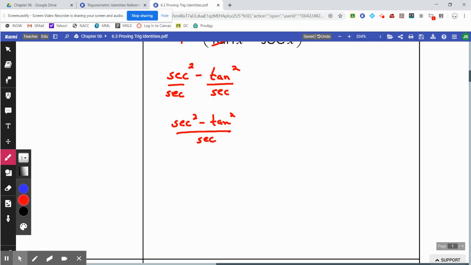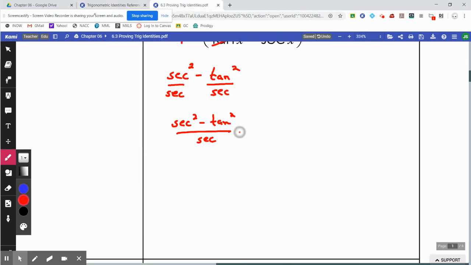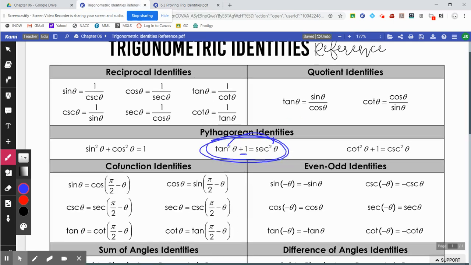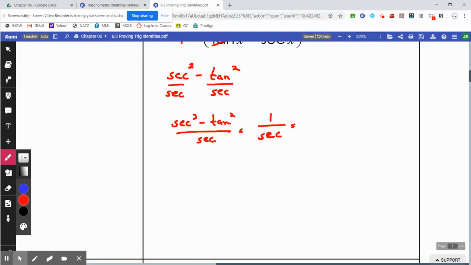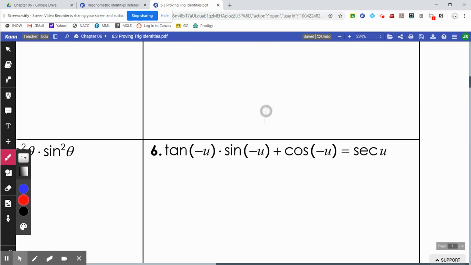So it would be secant squared minus tangent squared over secant. Now, secant squared minus tangent squared, that's probably going to connect to one of my Pythagorean identities. If you look at this one, if you were to move tangent squared over, secant squared minus tangent squared will equal 1. So we can replace that top, secant squared minus tangent squared, with simply 1. And I now have 1 over secant. And that's going to be a reciprocal identity. Anytime you have 1 over something, that's going to be a reciprocal identity. 1 over secant is equal to cosine. So therefore, that is what we were trying to get it to equal out to. It would be cosine.